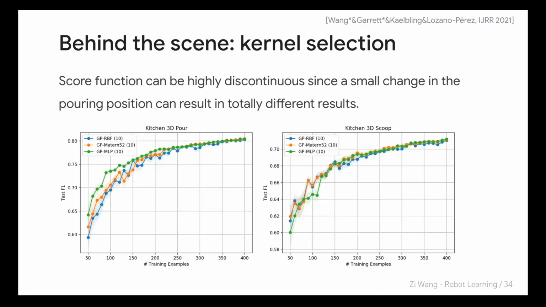So maybe the first action I take at that particular position is that I put everything into the cup. But then if I shift it a little bit, suddenly nothing is poured. So it's very discontinuous. So we want to make sure our GP can capture that. So it turns out for a Gaussian process with the multi-layer perceptron kernel does slightly better in these circumstances.